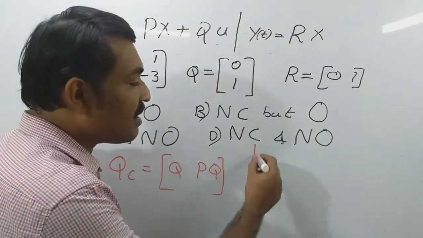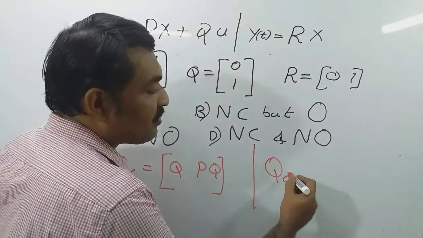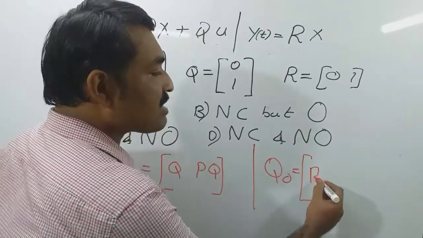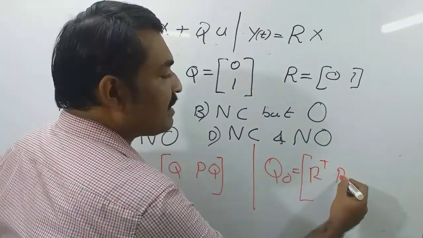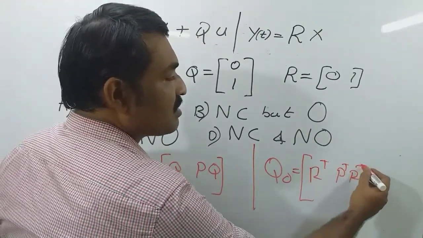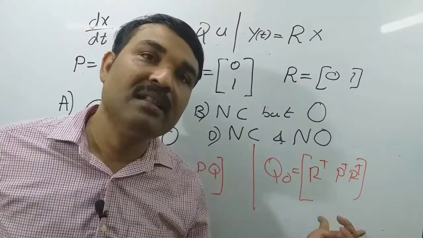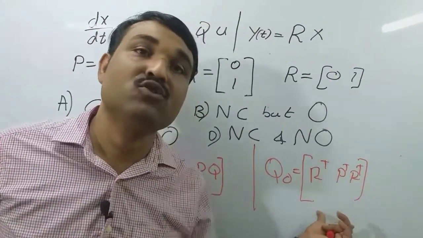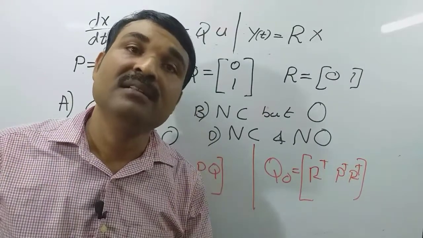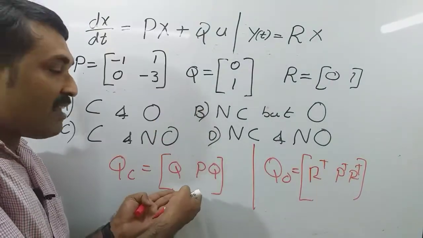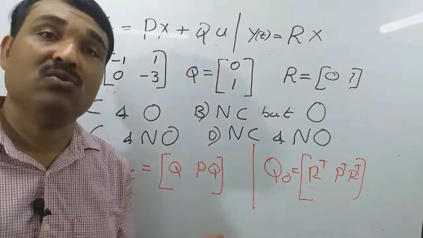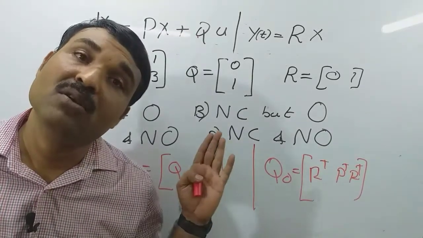The observability matrix QO is given as [R transpose, P transpose R transpose]. The rank of this matrix should be 2. The value of the determinant of this matrix should not be equal to 0. Then the system is observable. If the value of the determinant of the controllability matrix is not equal to 0, then the system is controllable also.